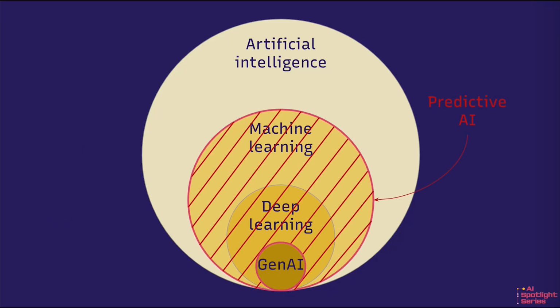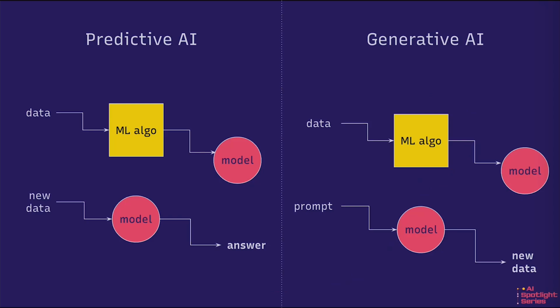Since generative AI emerged, people sometimes now call everything else in machine learning that's not generative AI predictive AI. And that's not actually referring to something new, it's just renaming something that already existed. So what makes generative AI different from predictive AI?